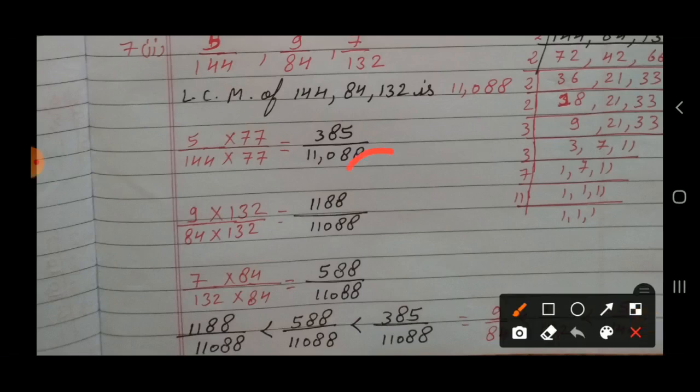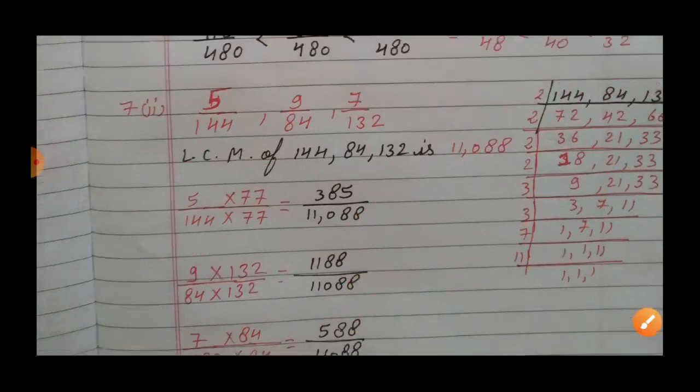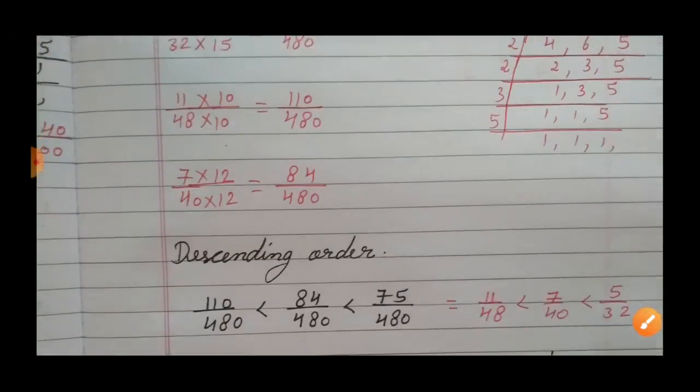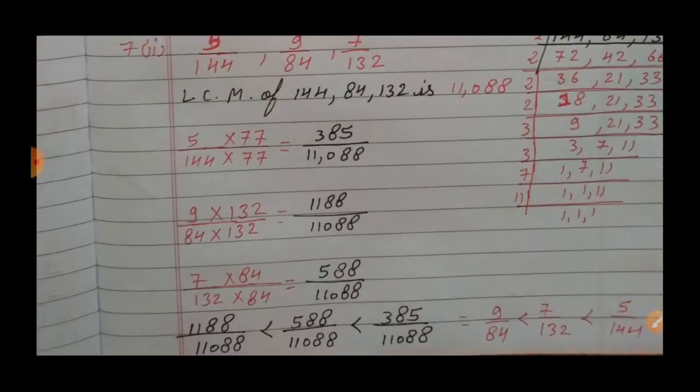9 upon 84 is greater than 7 upon 32, which is greater than 5 upon 144. Second part, try yourself and practice all these sums. Up to the next video. Thank you.